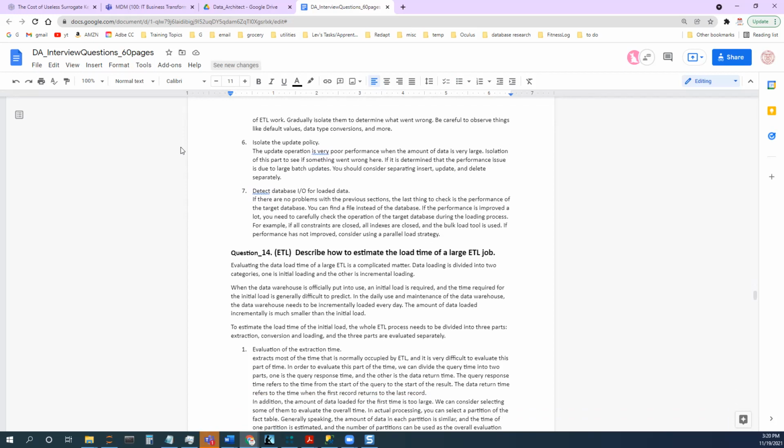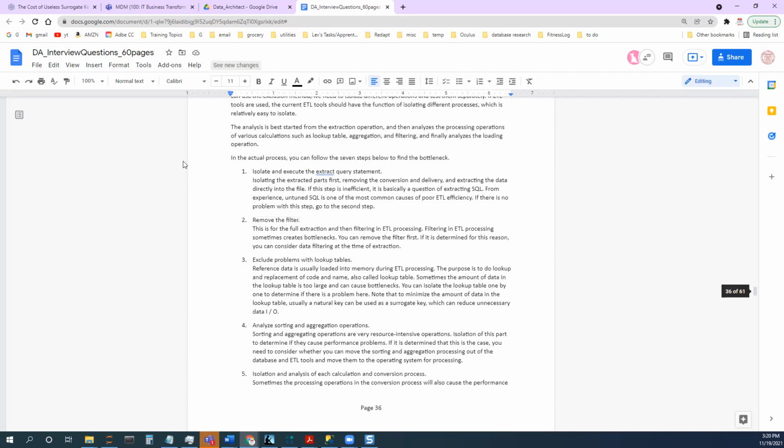Detect database input-output for loaded data. If there are no problems with the previous section, the last thing to check is the performance of the target database. You can write to a file instead of the database. If the performance improves a lot, you need to carefully check the operation of the target database during the loading process. For example, check whether all constraints are disabled, all indexes are disabled, and the bulk load tool is used. If performance is not improved, consider using a parallel load strategy.